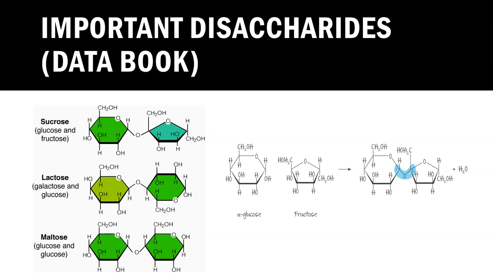So here are the important disaccharides that we need to know, and these are in your data booklet. So sucrose has glucose and fructose.